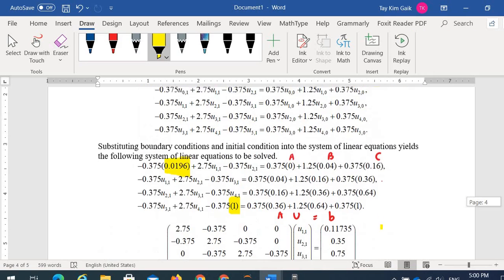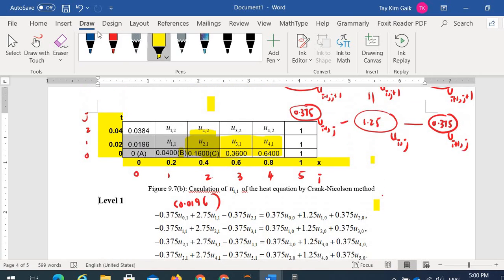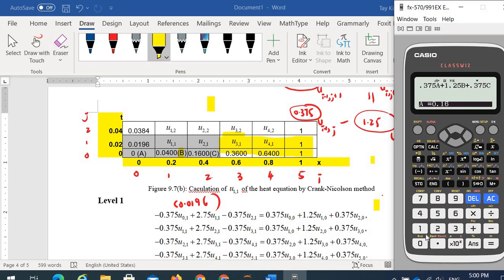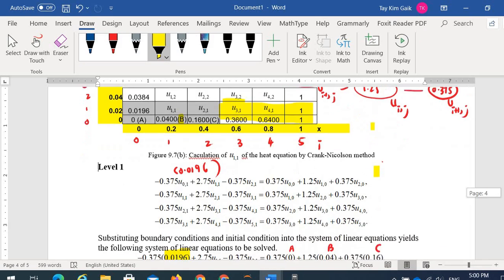Okay, the last equation over here. So A is 0.36. Okay, from 0.16 move to 0.36. B is 0.64. C is 1. However, the last equation, top level, you have a boundary which is 1. Boundary which is 1. Be careful.